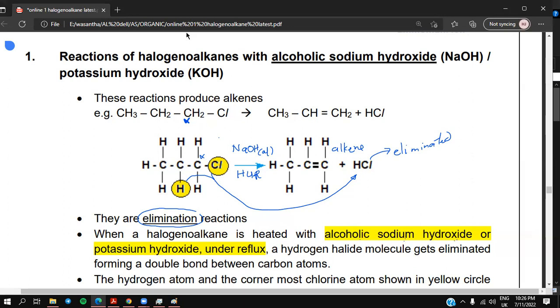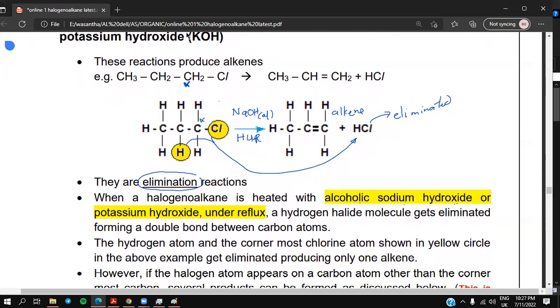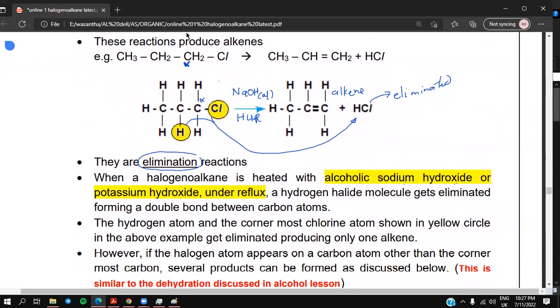When a halogenoalkane is heated with alcoholic sodium hydroxide, not aqueous, or potassium hydroxide under reflux, a hydrogen halide molecule gets eliminated, forming a double bond between carbon atoms. The hydrogen atom and the cornermost chlorine in this molecule, shown in yellow circles in the above example, get eliminated, producing only one alkene. What is the meaning of producing only one alkene?